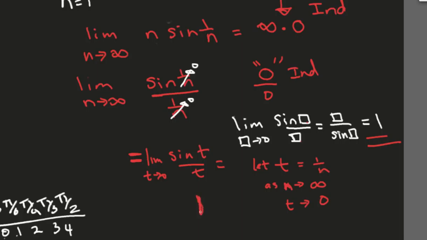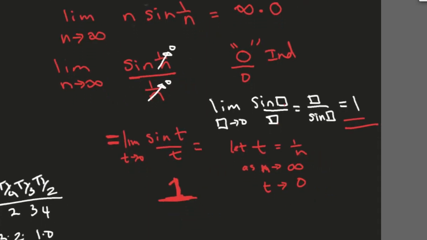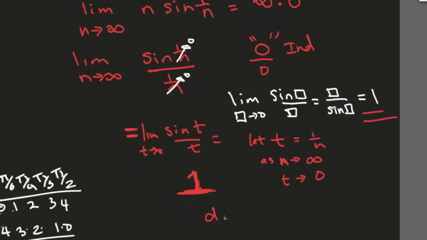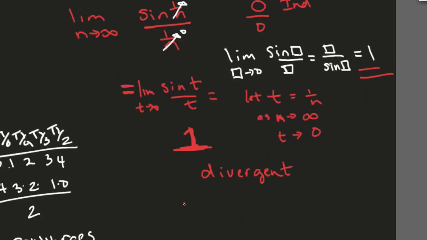What good does that do us, to get a 1? What's the big picture? That means it's divergent. Divergent by what? By the nth term test. It is. Divergent test. Yeah, either or.